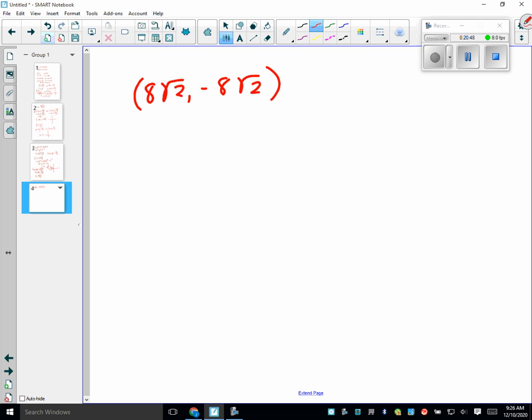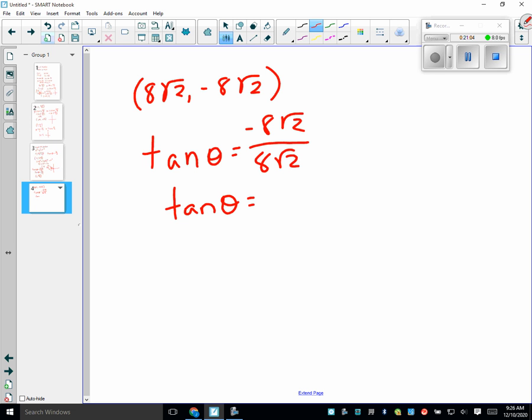So whenever you solve for the tangent of theta, like you do the negative 8 radical 2 over 8 radical 2, what does that reduce to? Negative 1. So tangent of theta is negative 1. When is tangent 1? Gotta know that one. 45 or pi over 4, isn't it?